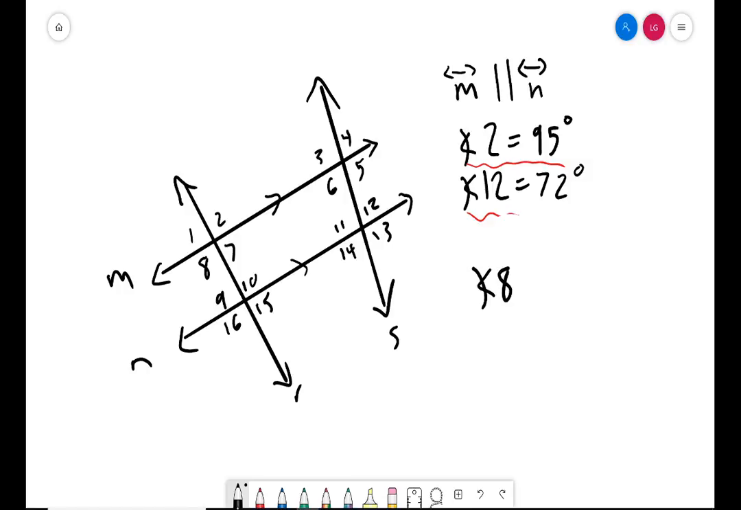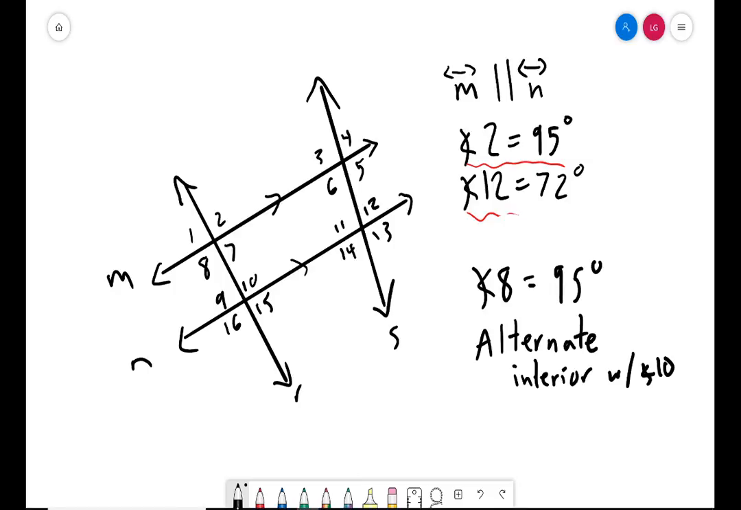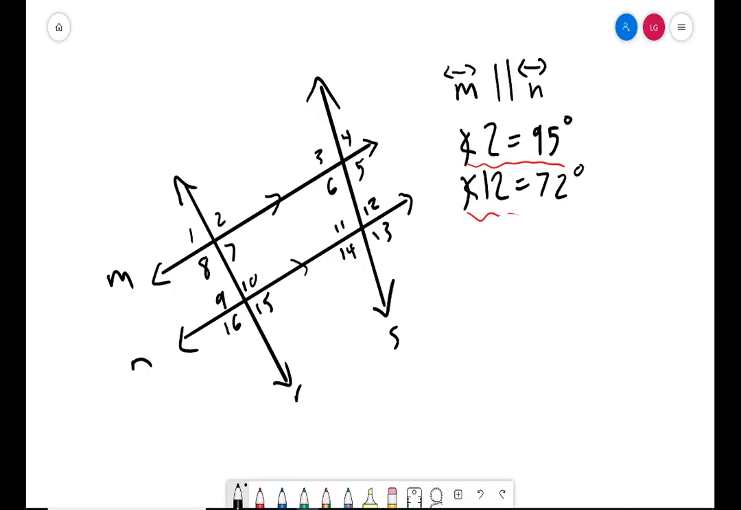How about angle 8? Well, it's also 95. A couple of reasons why, but one we can say is because we now know what angle 10 is, it's an alternate interior with angle 10, which we know to be 95 because it corresponds to 2. Couple more. How about angle 5?